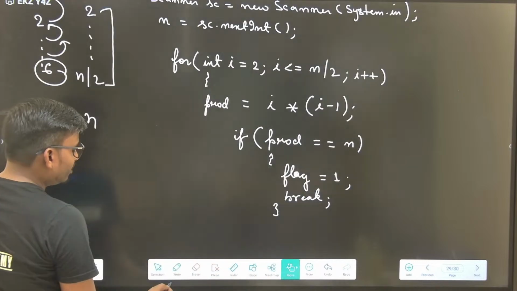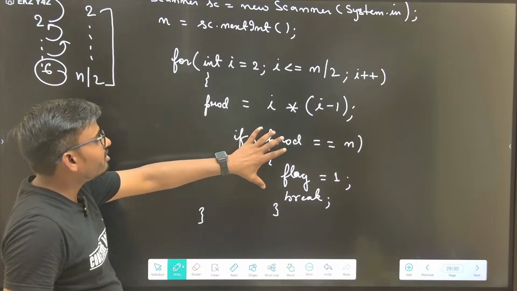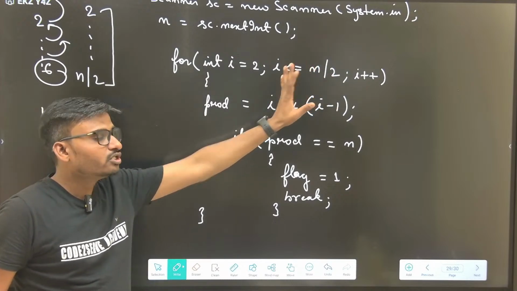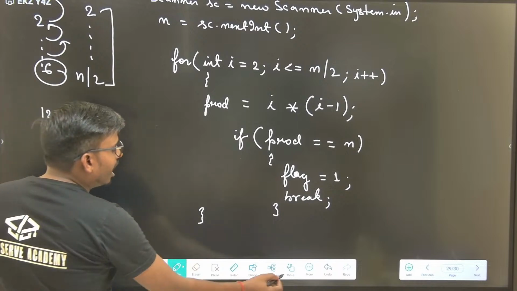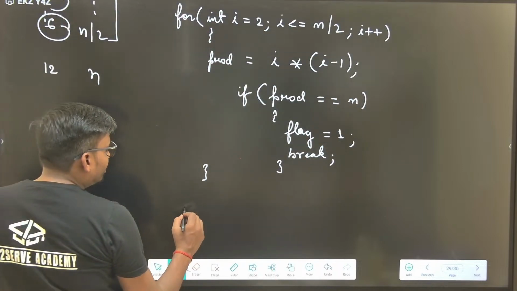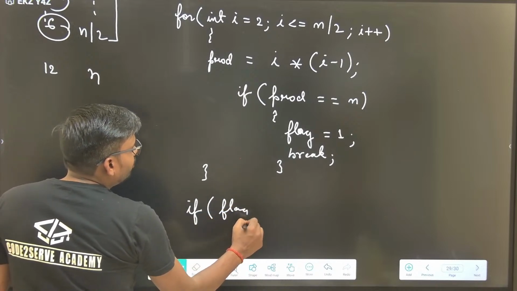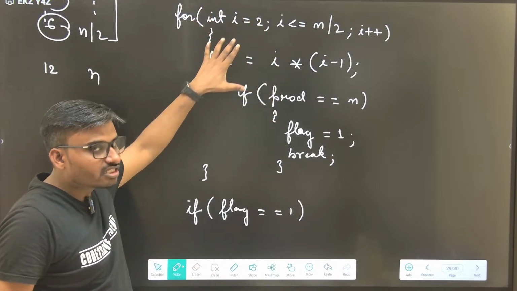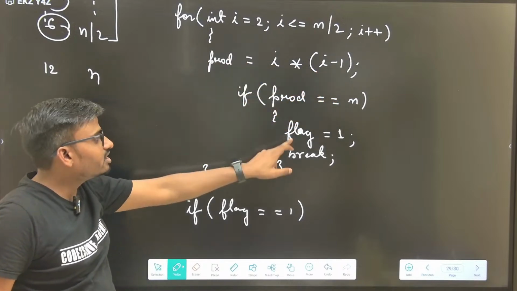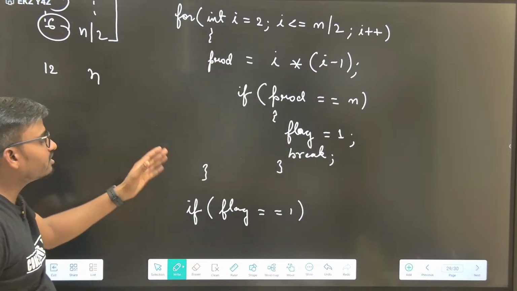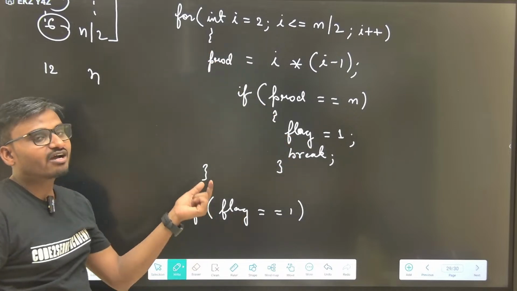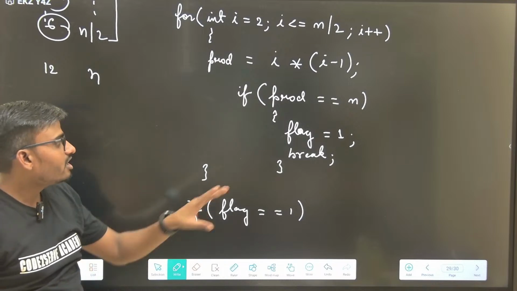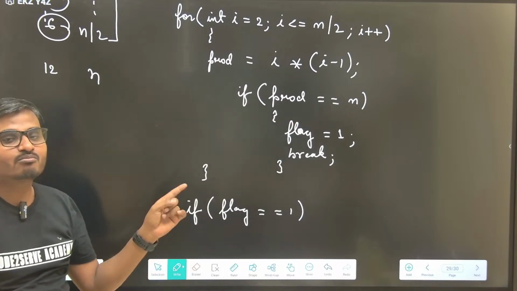Okay, now suppose we never got inside this part. That means the loop will terminate when i reaches n by 2. So after the end of this loop, we'll check if flag is double equals to 1. Initially we took flag as 0, and after running this loop, whenever this condition was true, the flag would have become 1. Now after the ending of this loop, we are checking whether the flag value is 1 or still 0. If it is still 0, that means it is not a pronic number. If flag is 1, that means the number is a pronic number.